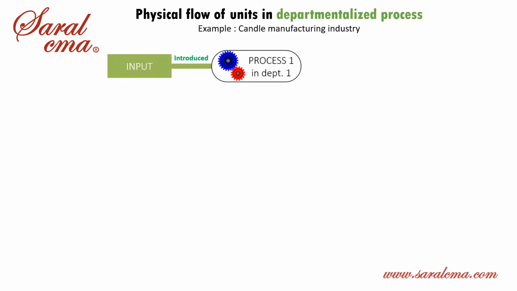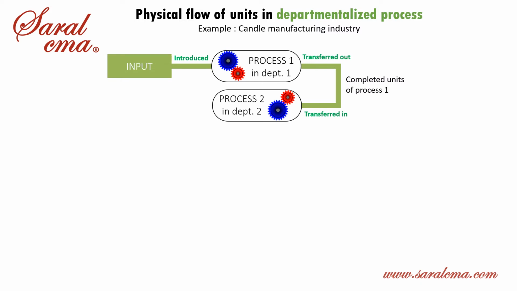Here is the physical flow of units in a departmentalized process. In a departmentalized process, there will be many departments carrying on many processes. I am here talking about candle manufacturing industry. Typically in a candle manufacturing industry, raw materials like wax, wicks and scents are poured into a mold in department 1.